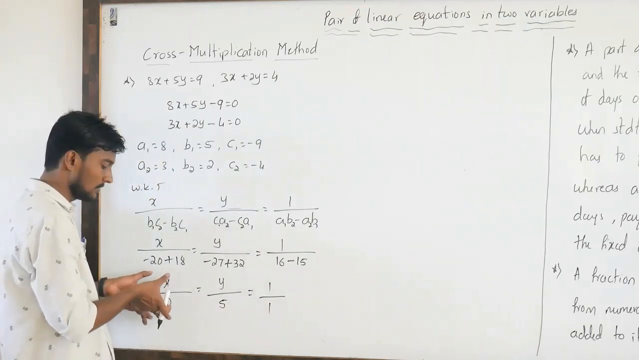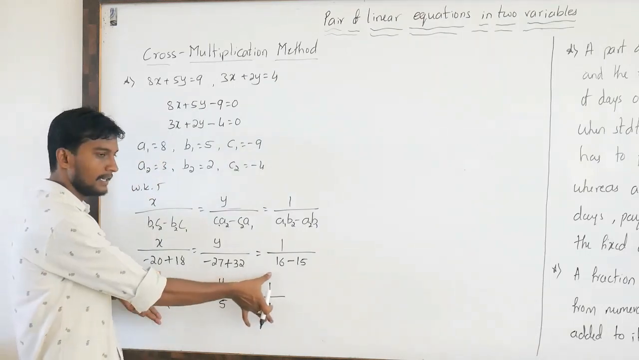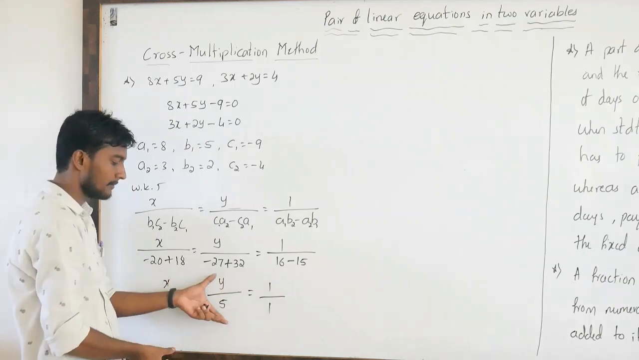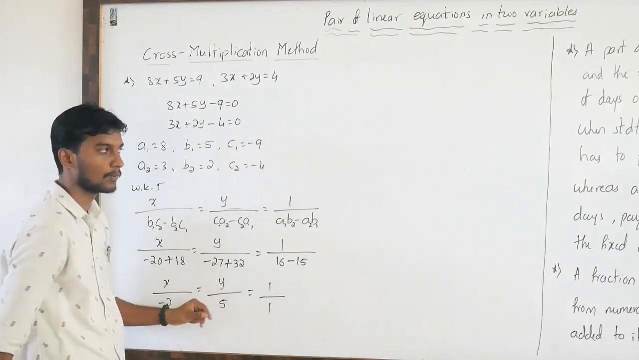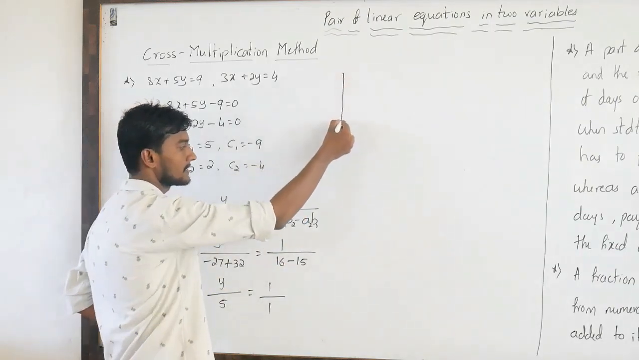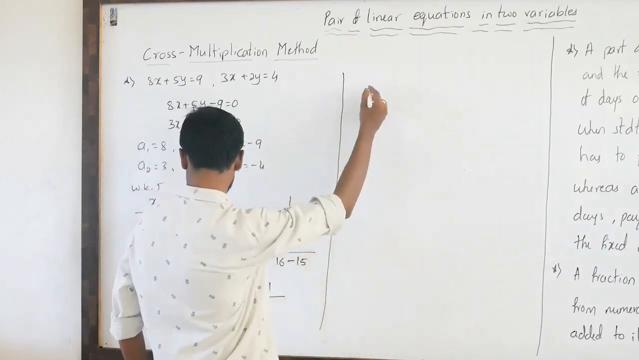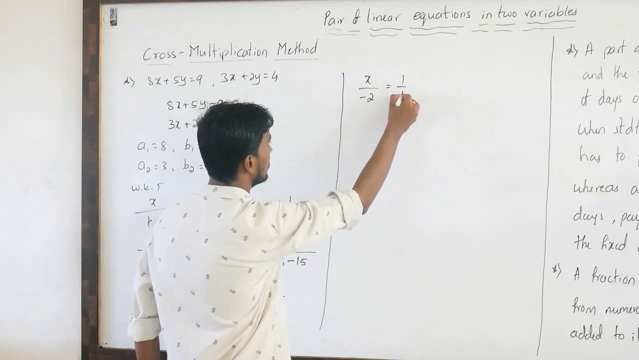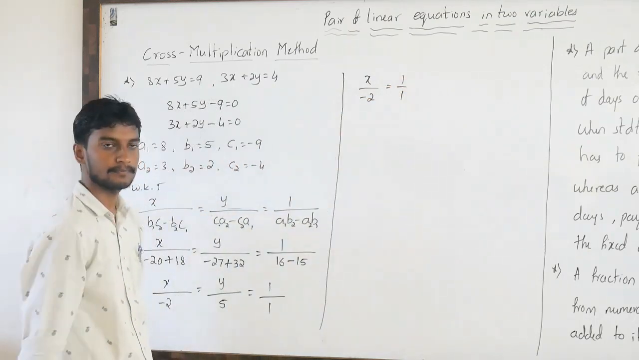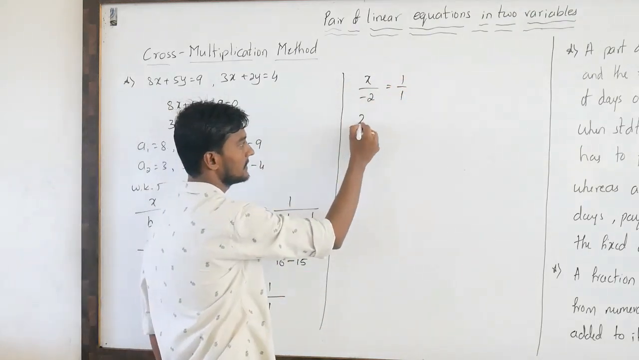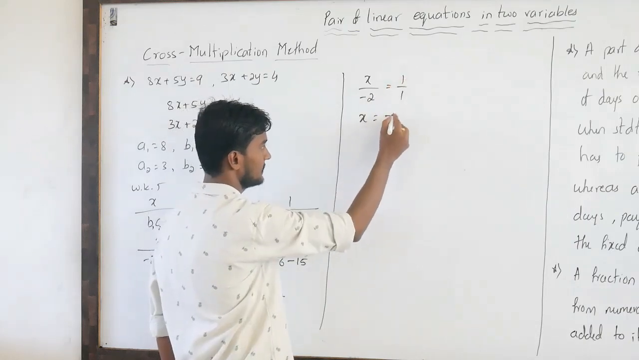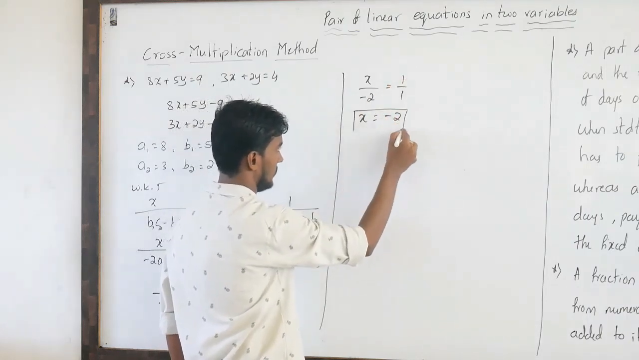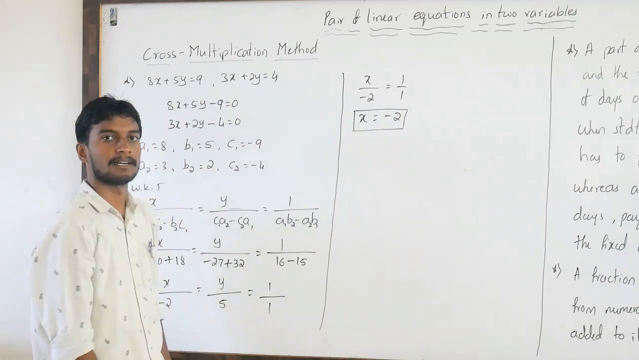Next what you have to do: compare first and third, you will get the x value; compare second and third, you will get the y value. If you compare first and third, x divided by minus 2 is equal to 1 divided by 1. Cross multiply, x into 1 is x, minus 2 into 1 is minus 2. The x value is minus 2.